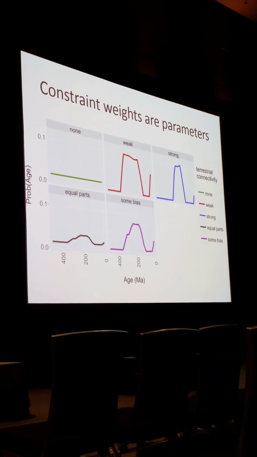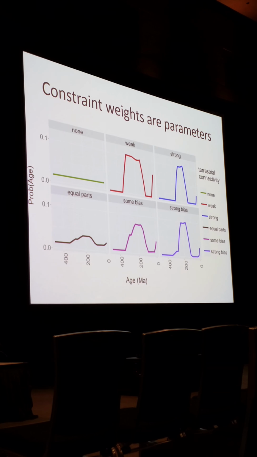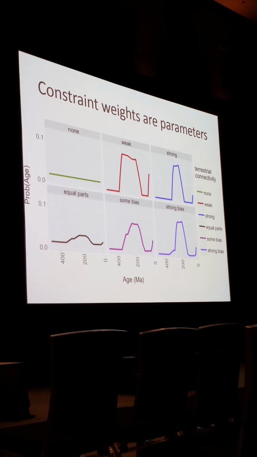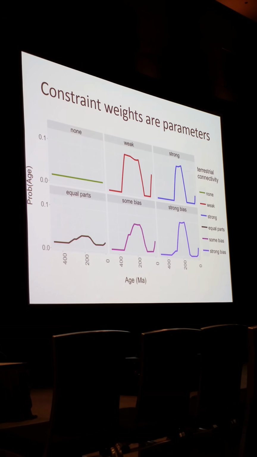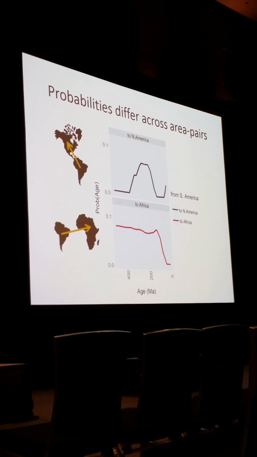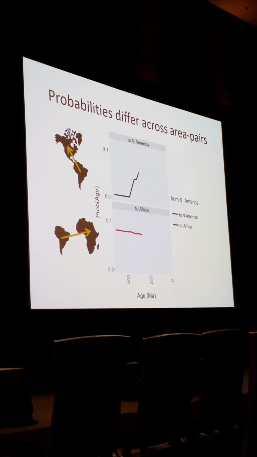As I increase the importance of strong connectivity in the model, I get something that looks more and more like that pure strong component, right? So these are the types of probability profiles that the model is going to be trying to fit in the back end, which I'm not exactly showing you. But the second thing to keep in mind is that the probabilities and how they change over time will depend on the pair of areas that you're looking at.